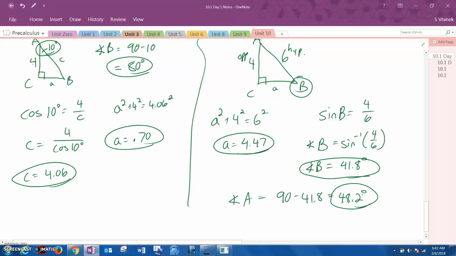Alright, that's it for today. Tomorrow we're going to look at application problems with trig, so it'll help strengthen your SOHCAHTOA.